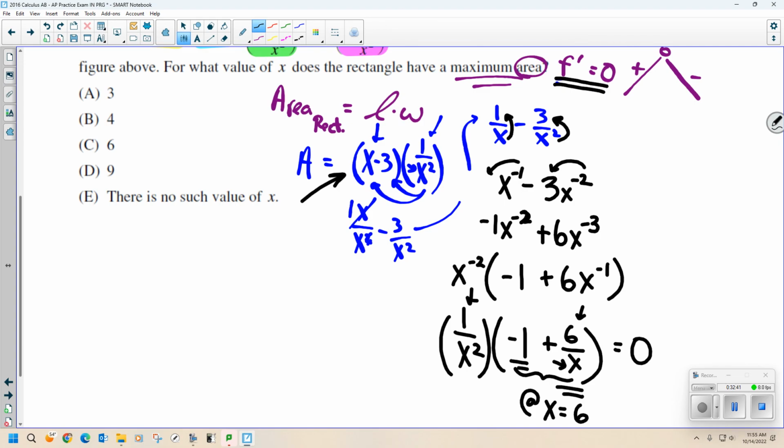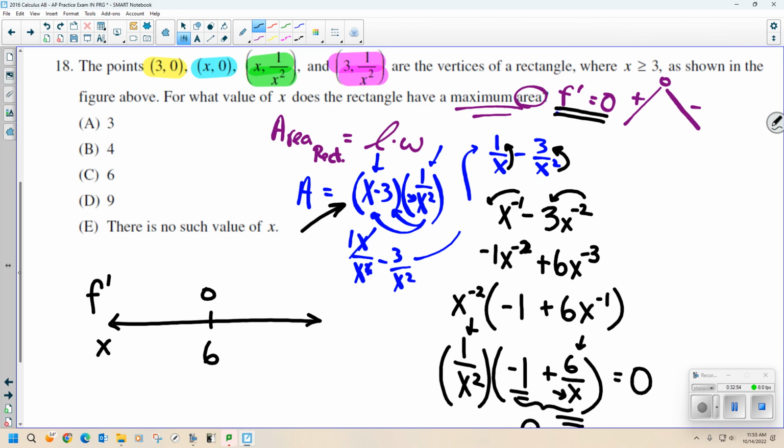Okay, so let's go to our number line. Whew, here's where x equals 6. That's where the first derivative is 0. All right? Now remember, I want this to be a maximum point. Remember, maximum area means maximum point, which means I got to go positive to negative. Okay? I want this side to be positive and this side to be negative.